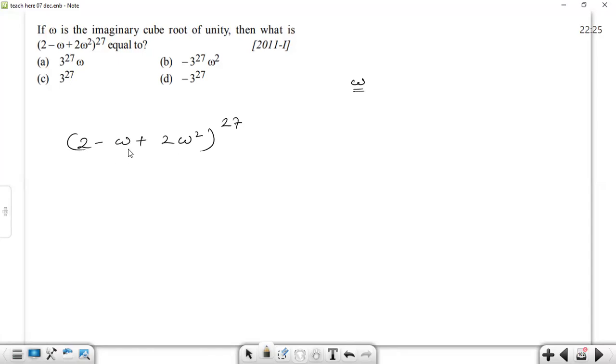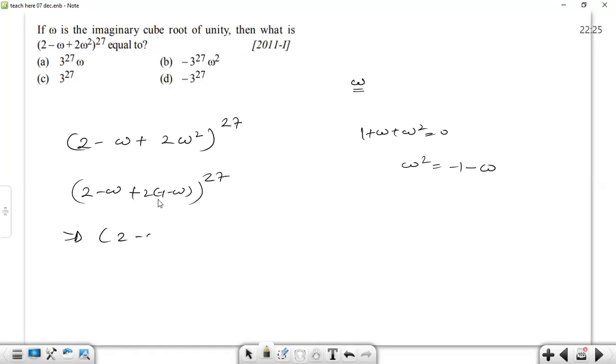As we know from our previous knowledge that 1 plus omega plus omega square is 0, let's substitute omega square from the equation. So omega square is minus 1 minus omega. Let's put the value of omega square: 2 minus omega plus 2 into minus 1 minus omega, raised to power 27. Further solving this: 2 minus omega minus 2 minus 2 omega, raised to 27. So 2 cancels 2. This becomes minus 3 omega raised to power 27.